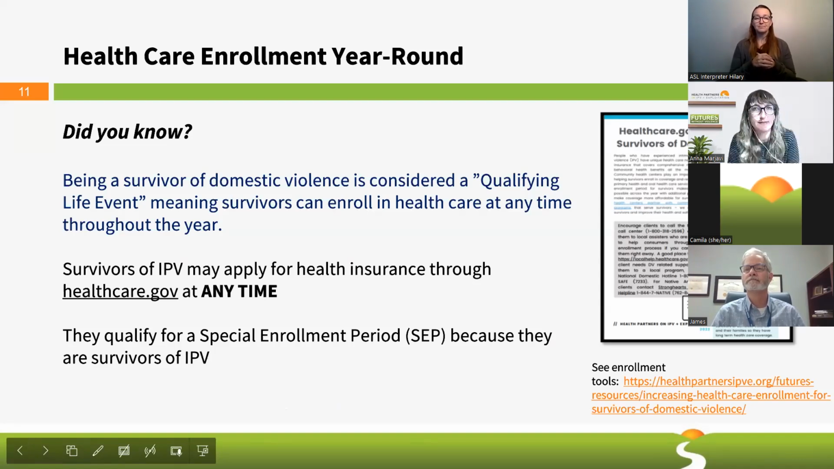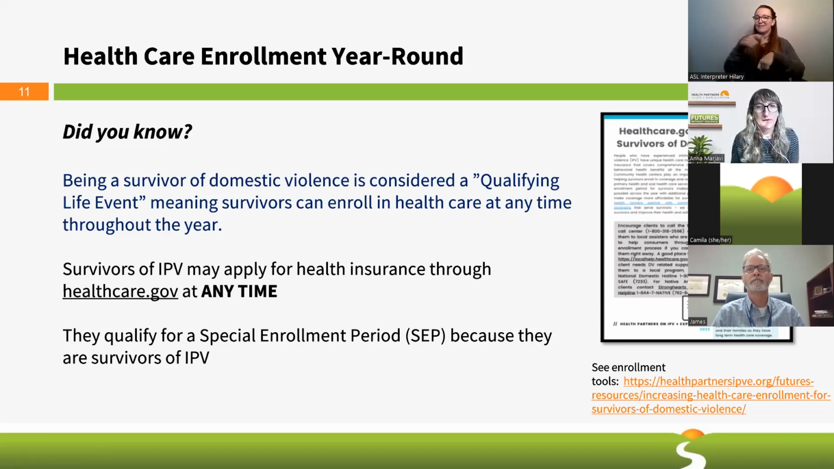One thing to know is that being a survivor of domestic violence is considered a qualifying life event, meaning survivors can enroll in healthcare anytime throughout the year. This is really unique. So for health center staff on the webinar today, think about your enrollment specialists and the opportunity to connect with local domestic violence programs and enroll survivors and any children in an ongoing way across the year. On the right-hand side of this slide is a little picture of one of the enrollment tools that we have that outlines how this works and talks about the special enrollment period for survivors.